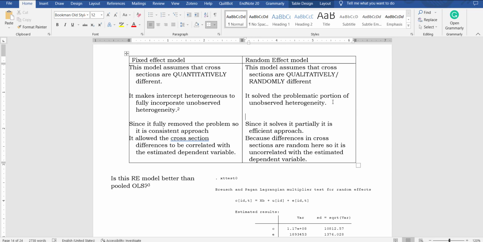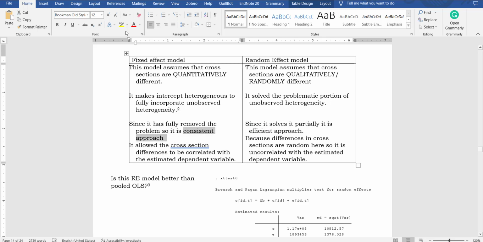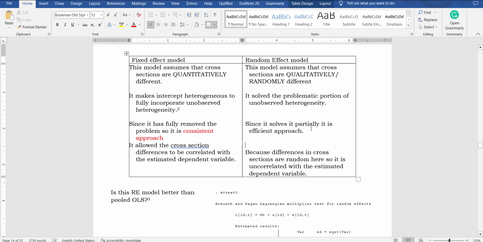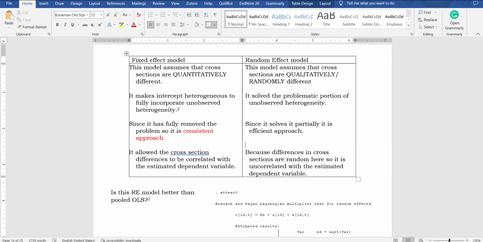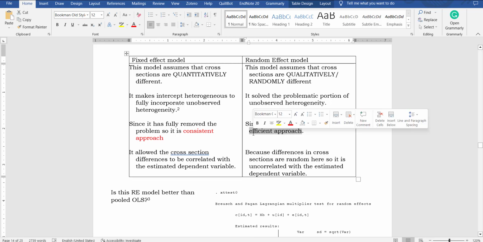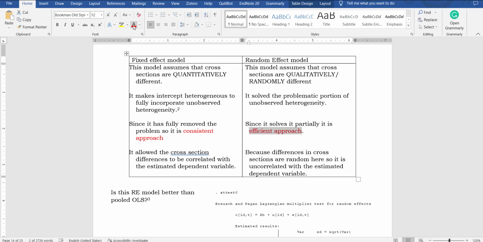It does not add the dummies, but it looks at how much the differences are, and adjusts the model accordingly. Since it has fully removed the problem, it is a consistent approach. So there is no scare that the model problem is still there. Since it solves the problem partially and keeps the other information, it is an efficient approach. So it does not remove all the information that is there. It only removes the problematic portion.